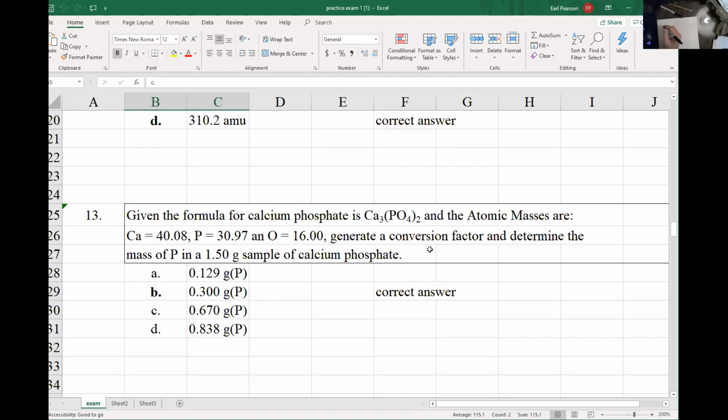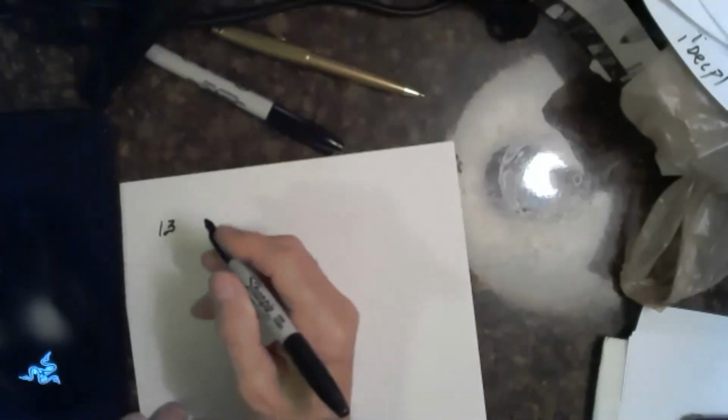Okay, we're doing number 13. I'm going to stop screen share so you can watch my pad. So for number 13, remember it's a conversion factor. So it says, given this formula, there's the formula, generate a conversion factor and determine the mass of phosphorus in a 1.5 gram sample of the compound.